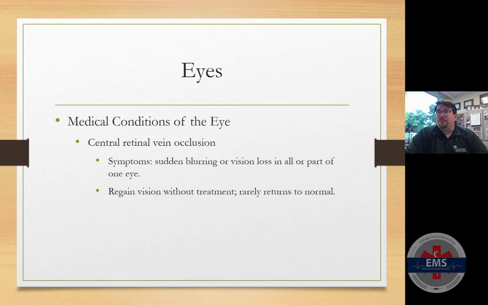With central retinal vein occlusion, again, symptoms are sudden blurred vision or loss of vision in all or part of one eye, and then they may regain vision without treatment, but typically it rarely returns to normal. It's not a typical thing where it's going to just pop back on, but it can.